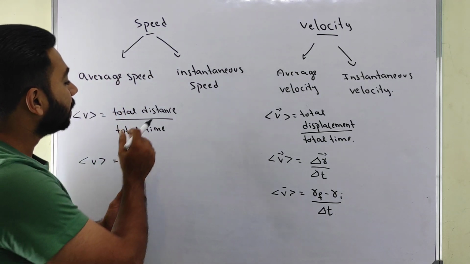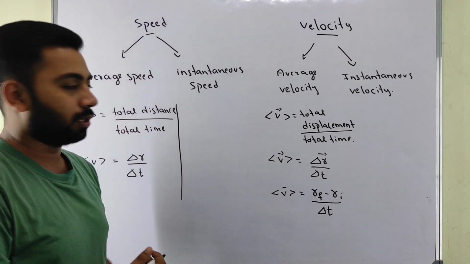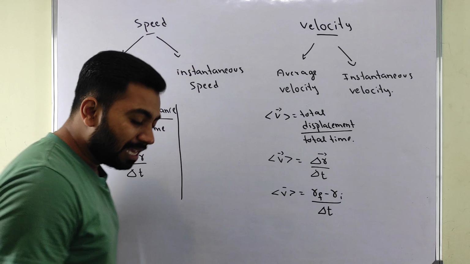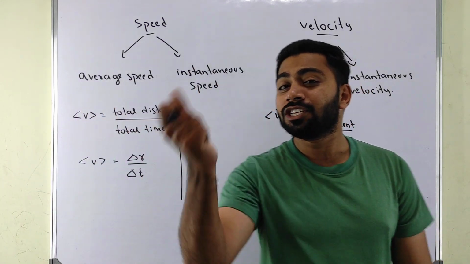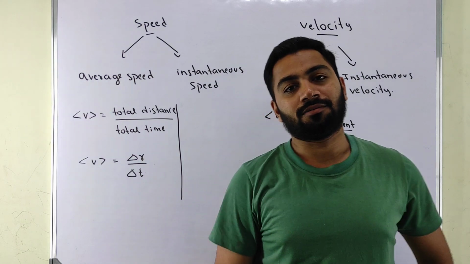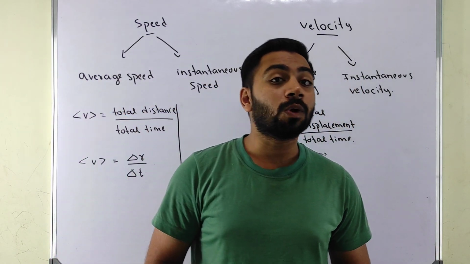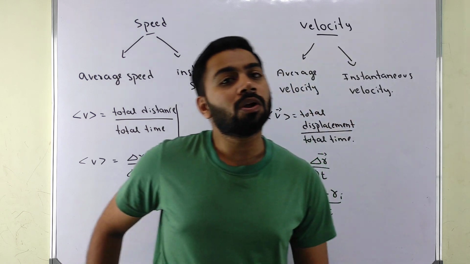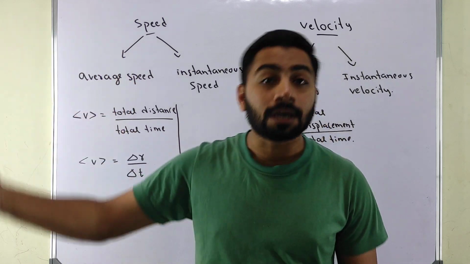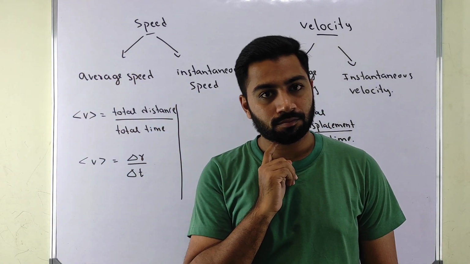Now, similarly for velocity. When you talk about instantaneous speed or instantaneous velocity, it is at a particular instant. Instant does not mean 1 second. Instant means something like 0.000000001 second, which is nearly approximately equal to 0.